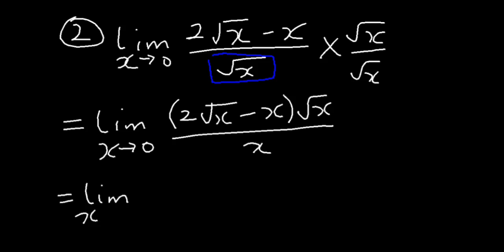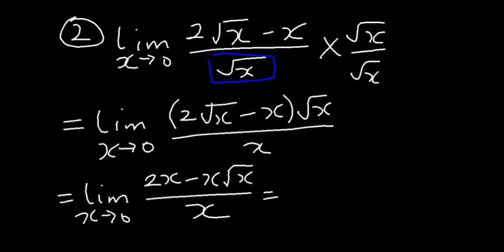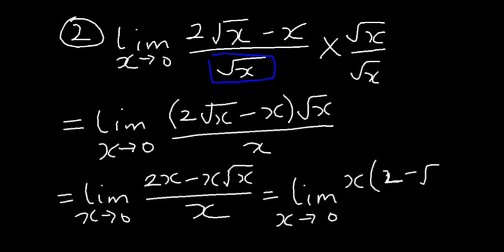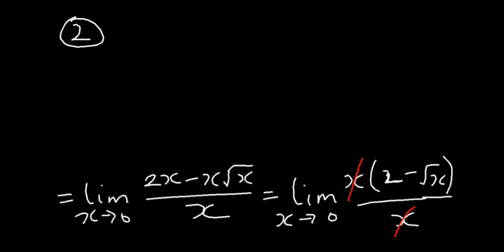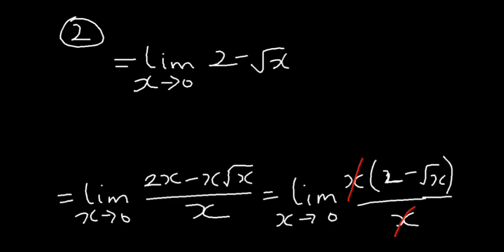Now let's multiply it. So we have the limit when x tends to 0 of 2x minus x root x over x. So we can factorize x out of this expression. So we have x into 2 minus root x over x, and this x will cancel out x. Then this will be the limit when x tends to 0 of 2 minus square root of x. By substituting now, we have 2 minus square root of 0. So our answer is 2.